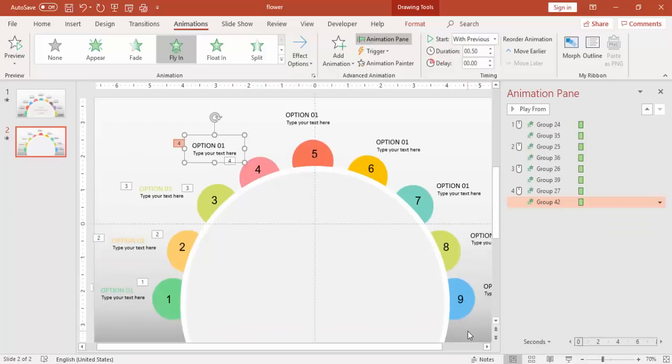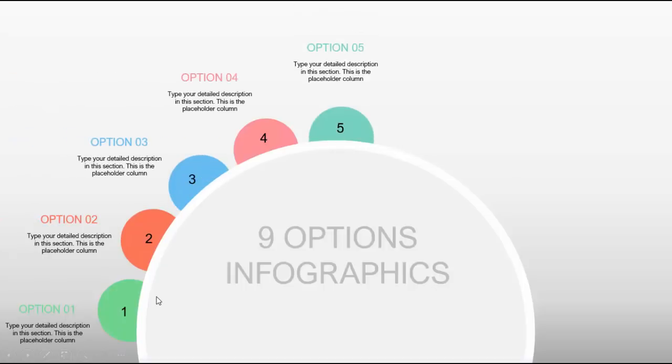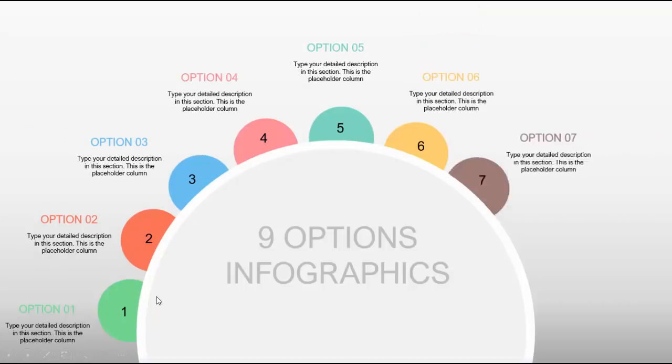So let's see how it looks like now. When I click, it will show you the option 1, then the option 2, 3, 4, 5, 6, 7, 8, and 9. Hope you like this tutorial.